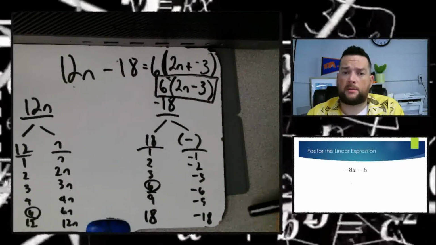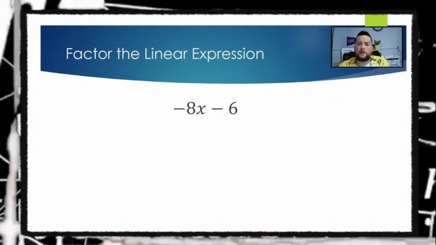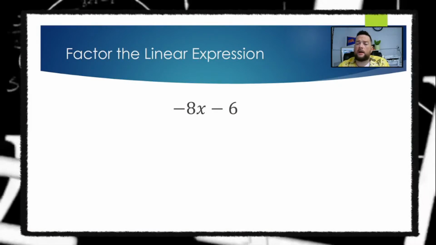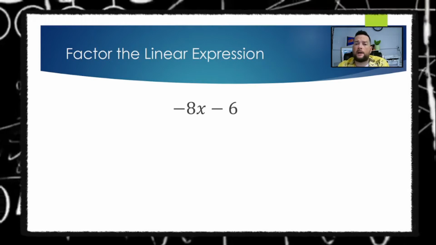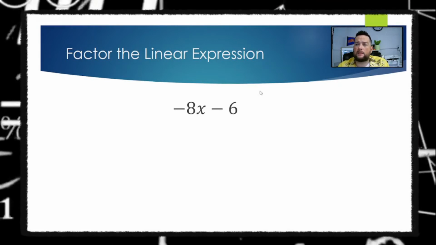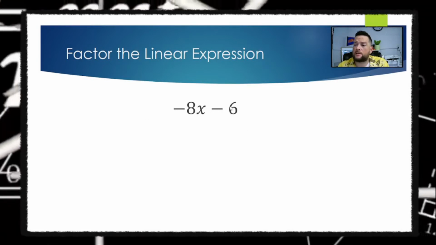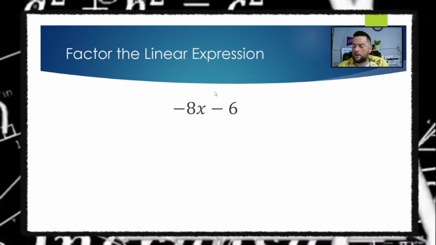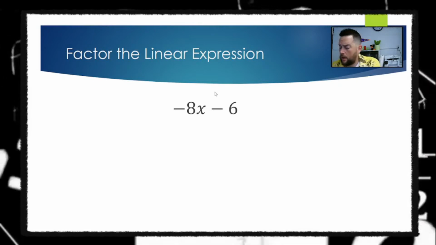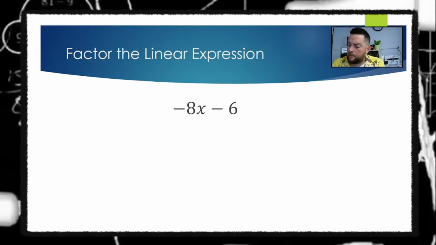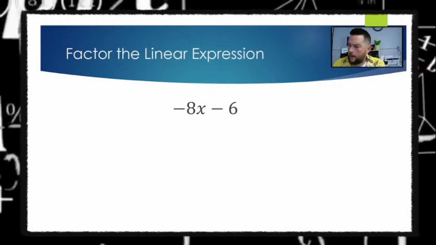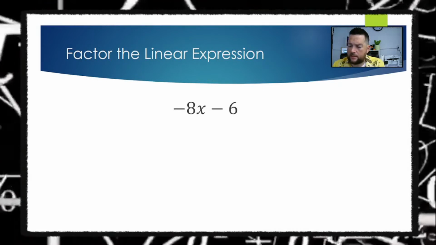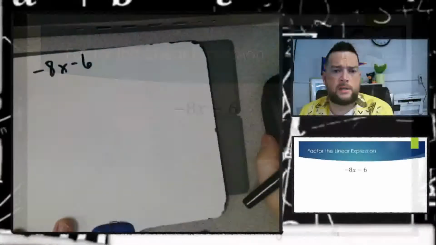Here's the next problem. Let's try it. Again, try this one at home. Pause it. There is going to be something a little bit different from this that I'm going to talk about in just a second, but just give it a shot. See if you can come up with the correct answer. I'll write this on my board, and then we'll roll with it. Negative 8x minus 6. We're going to factor this linear expression.